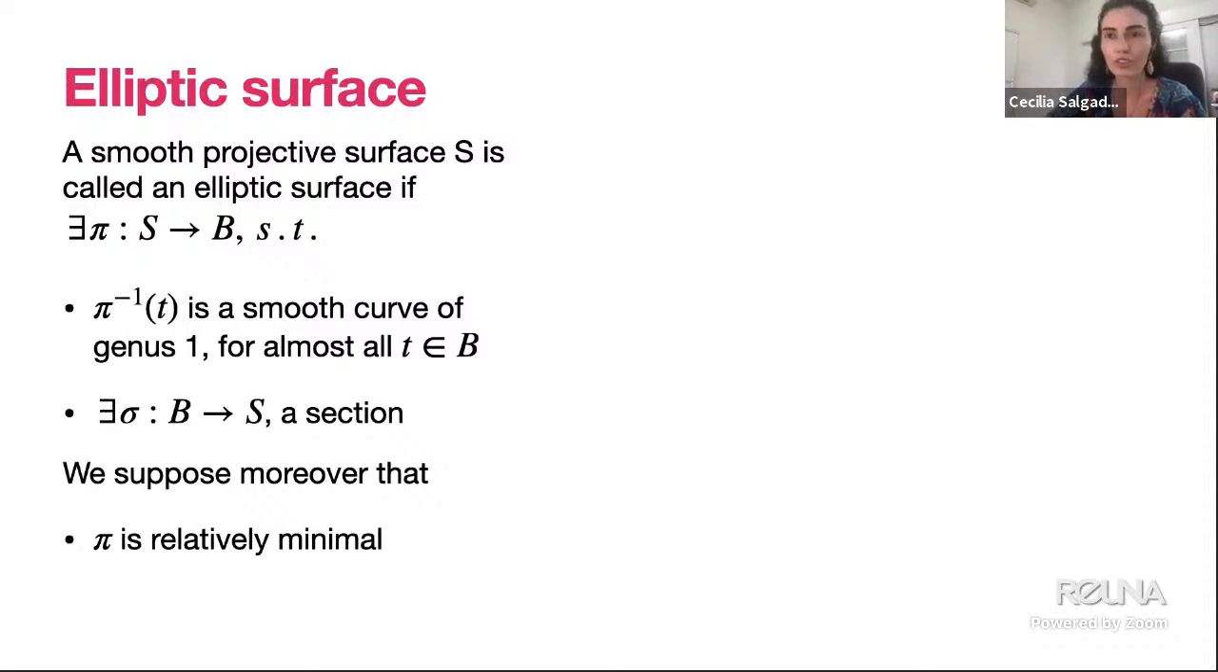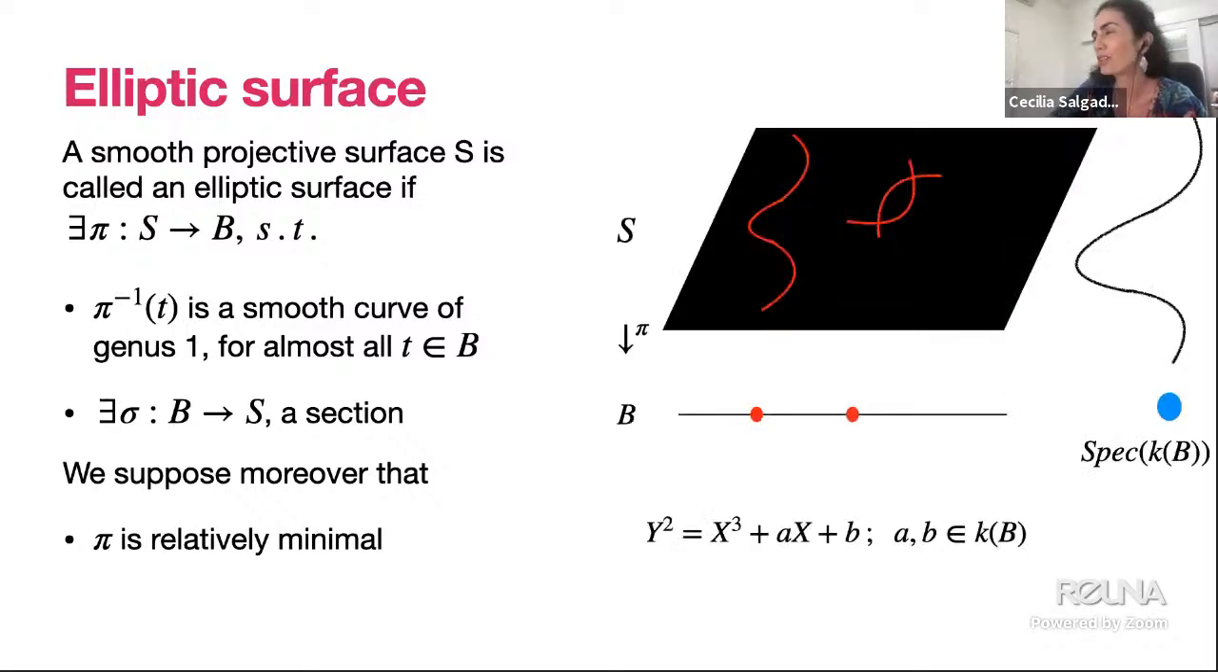A picture is worth more than many words, 1,000 words, they say. So here's a picture of my surface. In black, I have my surface. I have a smooth curve above a point in B in red. Then I have a singular fiber lying above another red point, as you see. And in blue, I have the generic point of the base B. And above it, we have the generic fiber above the blue point, which is an elliptic curve.